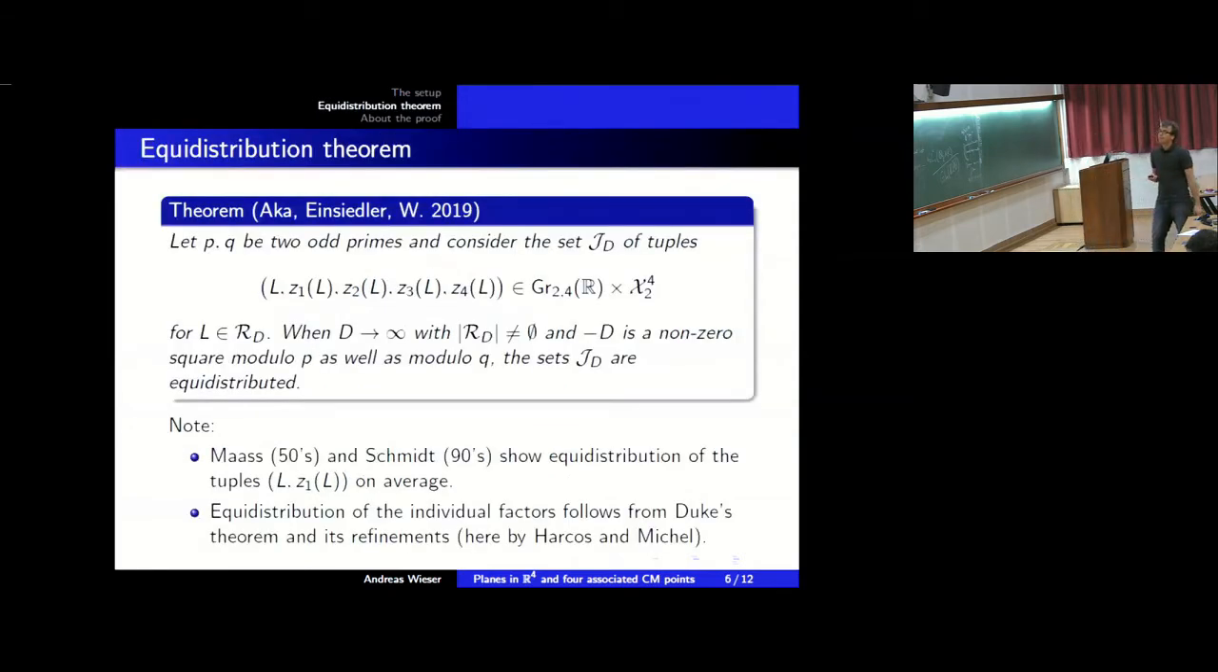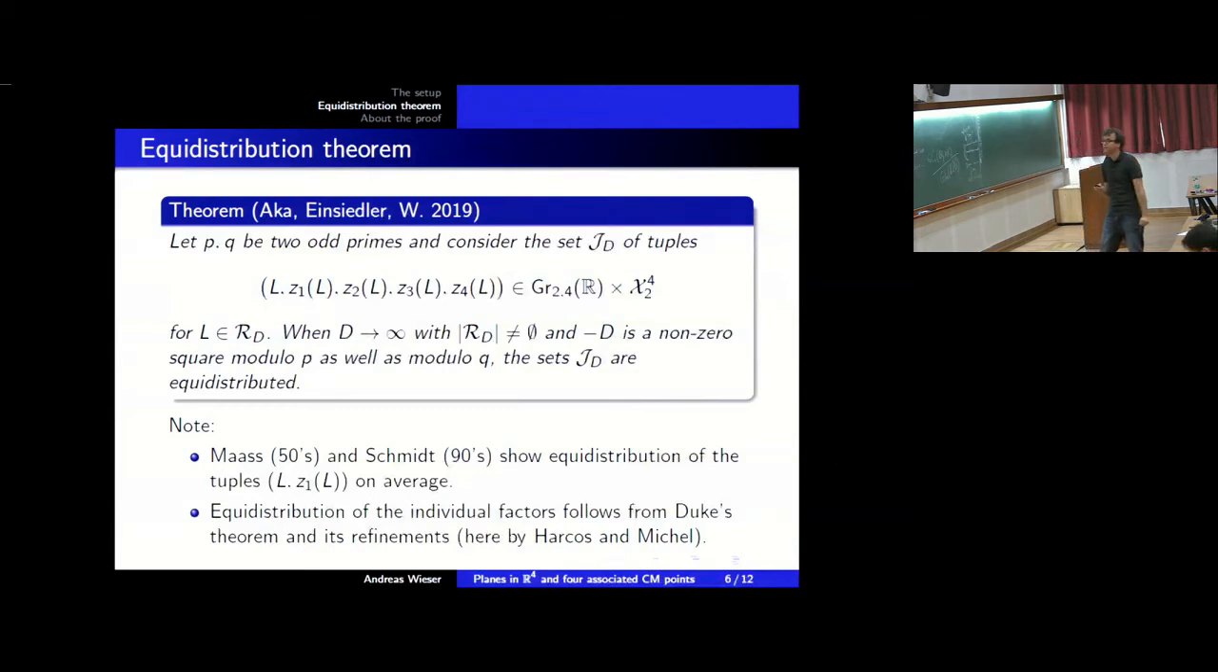If you take, so we fix 2 primes, and we look at the tuples where, again, we attach to L all its 4 CM points. So it's a large tuple. And so when the discriminant goes to infinity, along the, well, non-boring sets, and satisfies this weird condition, so minus D should be a non-zero square modulo both primes P and Q, then the tuples are actually equidistributed inside this huge space.